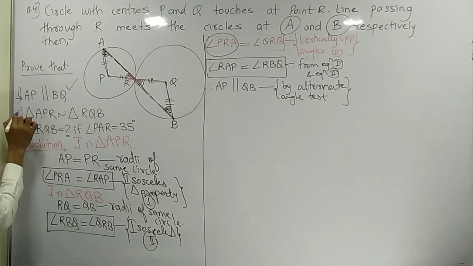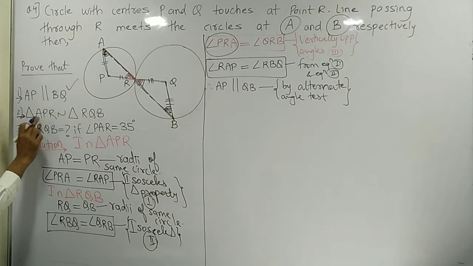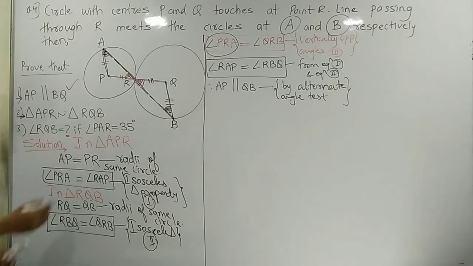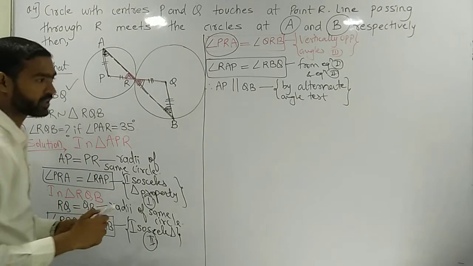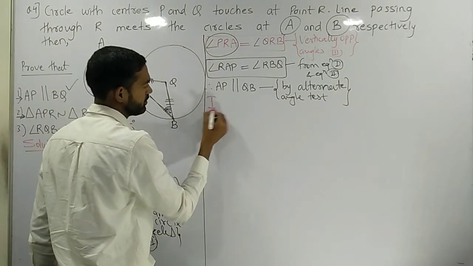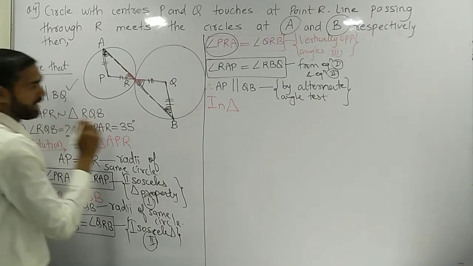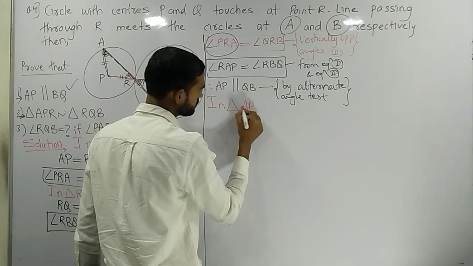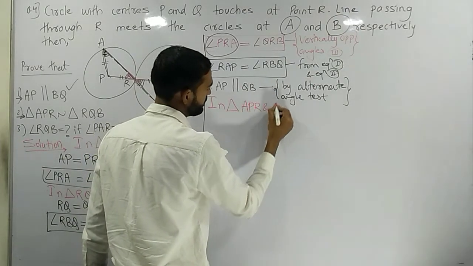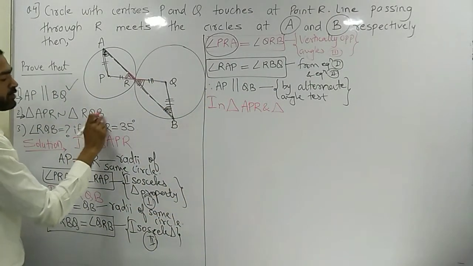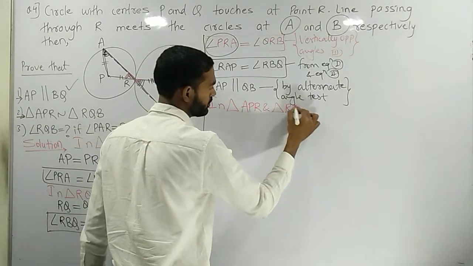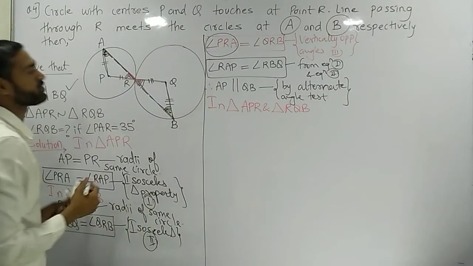Now the second we need to solve. What is the second? Triangle APR and triangle RQB. So first I will select these two triangles. In triangle APR and another triangle RQB, can we prove them similar? Let us see.